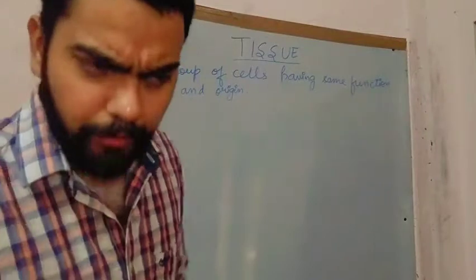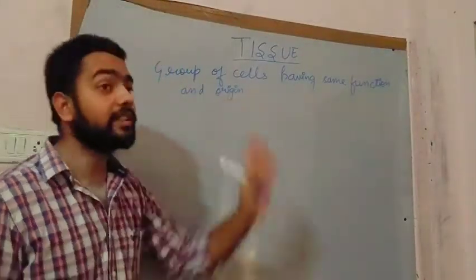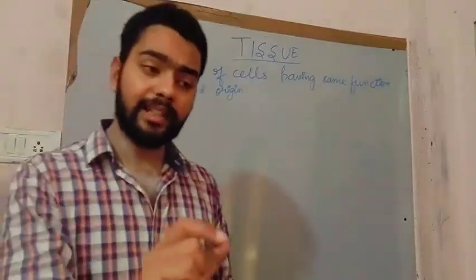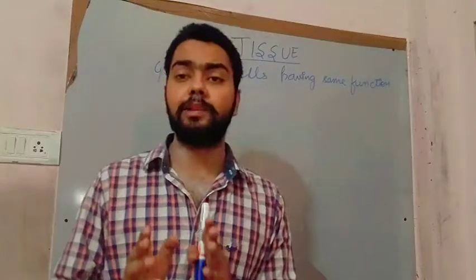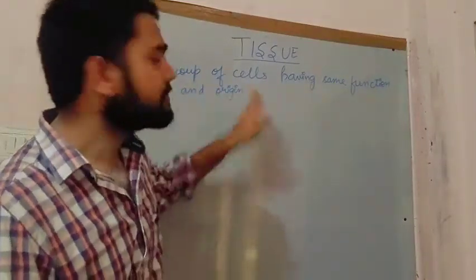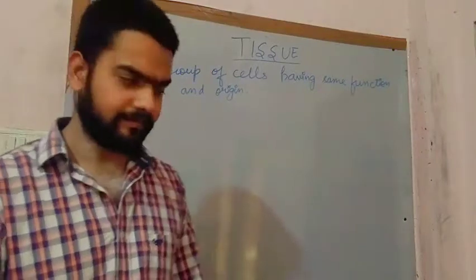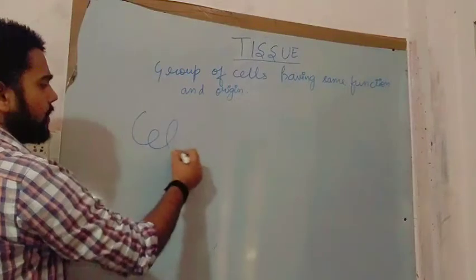Okay, so many cells, group of cells having same function and origin. That means they must have the same function. If one cell performs the function of respiration, all cells must perform the function of respiration. And hence they might be of same origin. So let me tell you, how does an organism form?